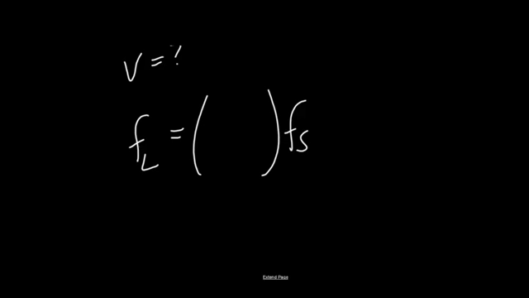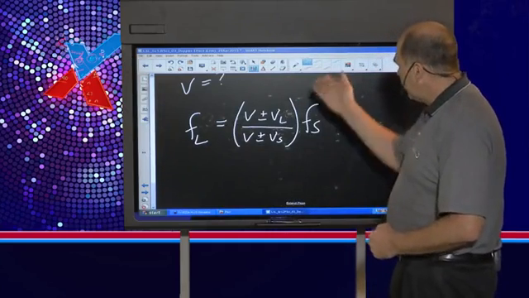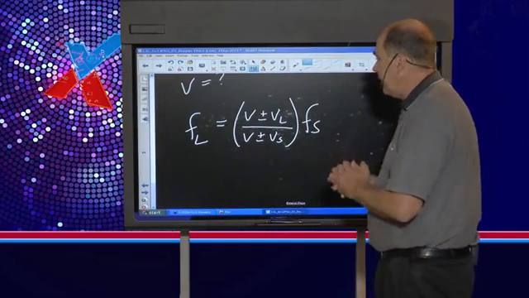Remember, velocity, frequency of the listener, frequency of the source. Then there's the fraction bit. The velocity plus or minus the listener goes on top, velocity plus or minus the source at the bottom. So L always before S, reading from left to right, as well as from top to bottom. Make sure that you've got the formula right, copy it down correctly.